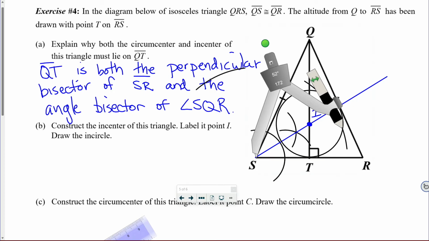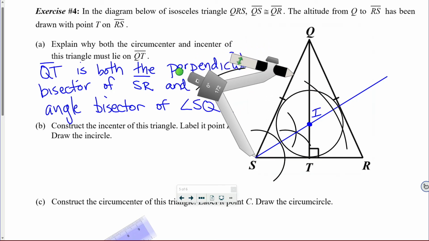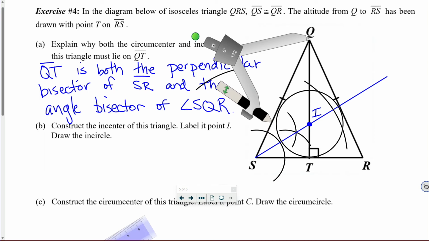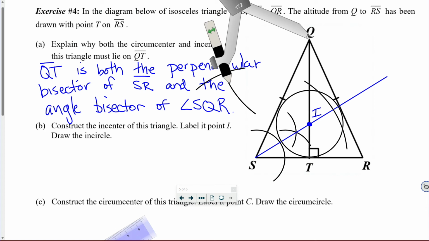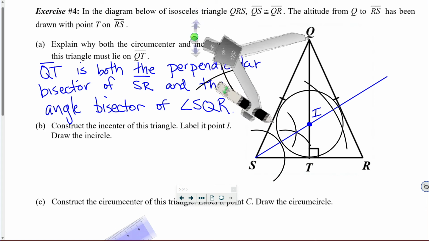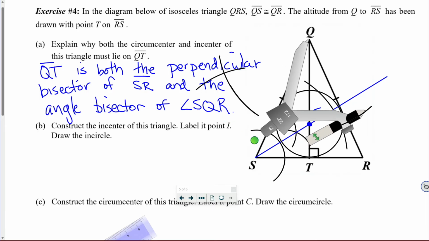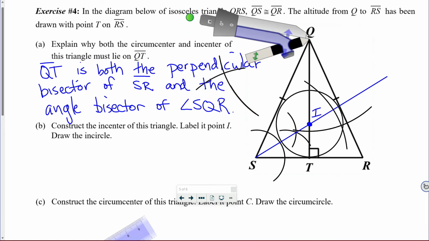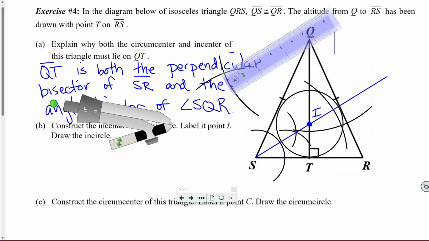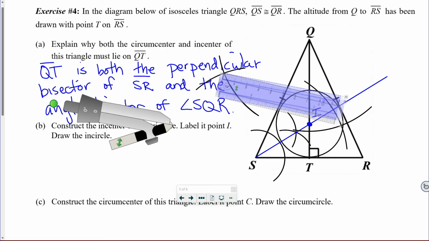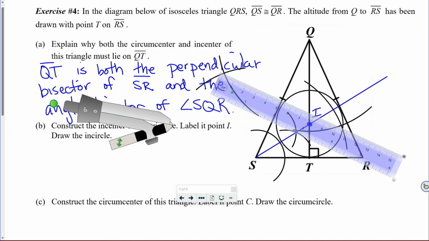This is going to get awfully messy, but that's okay. Switch, put the point up here, right on Q, like that. Bring it back down, find that other intersection. There it is. Bring this up, and now let's get that perpendicular bisector. And that looks good.